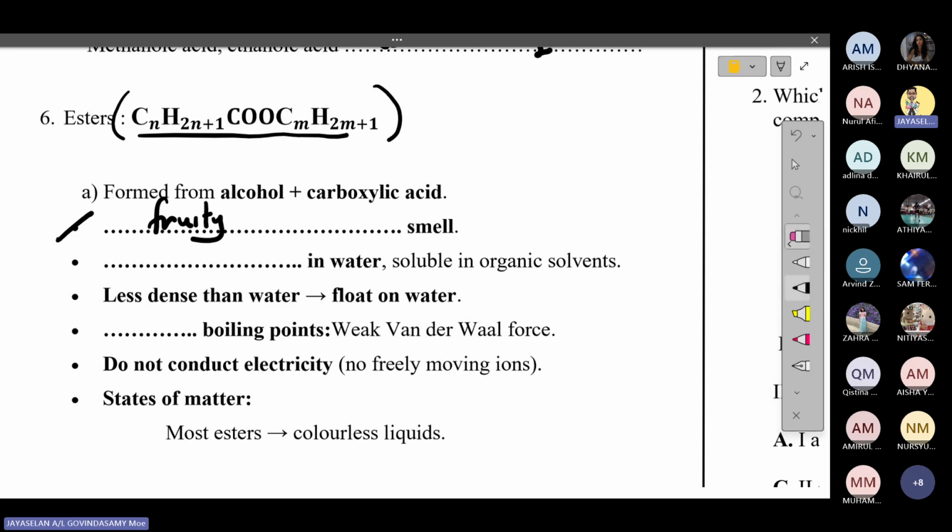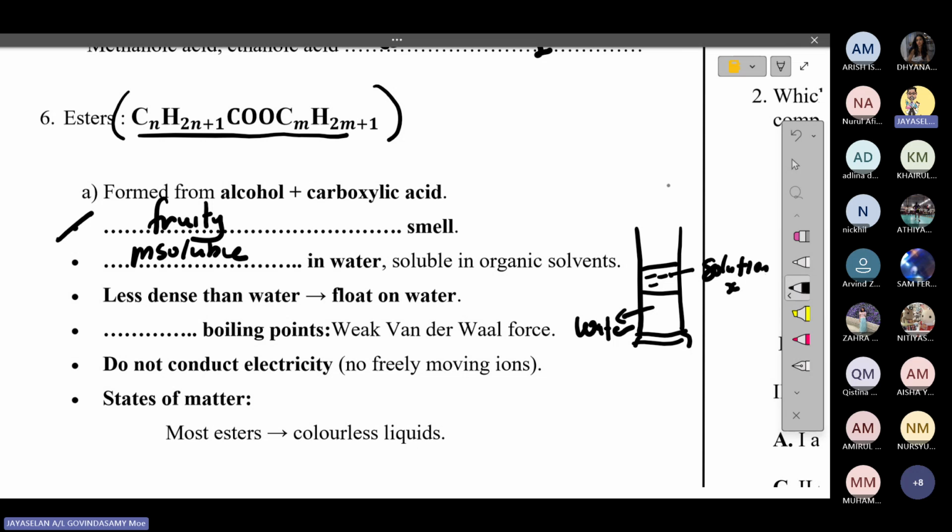They are insoluble in water, tak larut dalam air. Ester insoluble in water, but they are soluble in organic solvent. If you pour in the water, they will form two layer solution. Ini kena hafal. Okay, at the bottom water, here they put solution X.